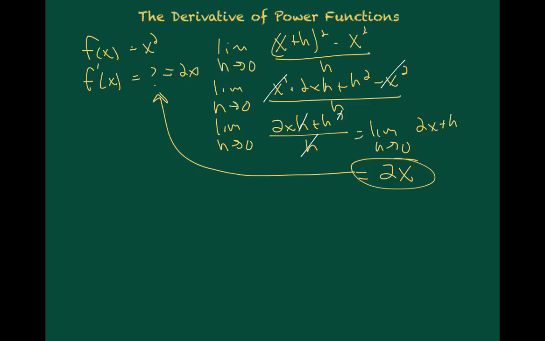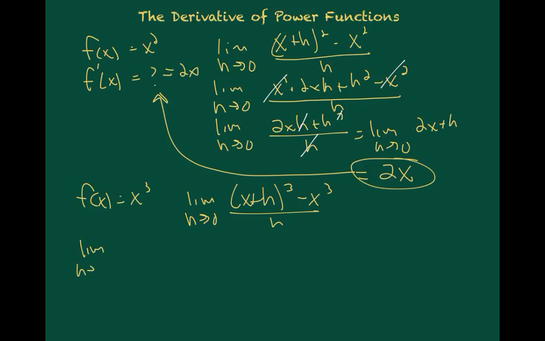So, what would the derivative be if I had x cubed? Well, once again, we would take the limit as h approached 0 of (x plus h), but this time cubed, minus x cubed over h. And if I expand (x plus h) cubed minus x cubed, I'm going to get this expression: x cubed plus 3x squared h plus 3xh squared plus h cubed minus x cubed, all over h.